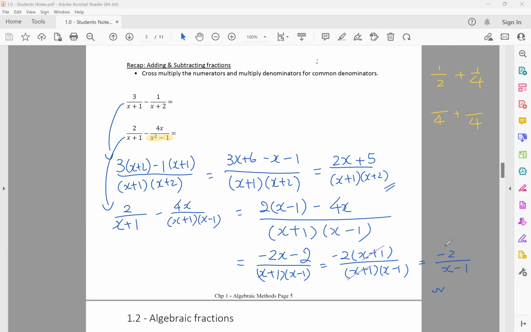Or if you want to get rid of the minus on top, you can multiply top and bottom by minus 1. So it'll be 2 over 1 minus x. Both are equally fine.